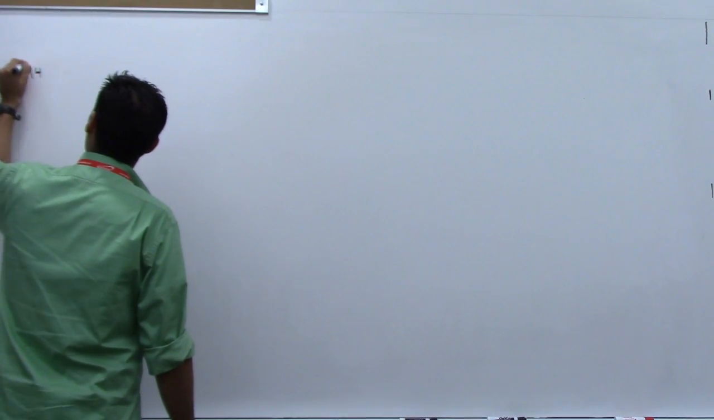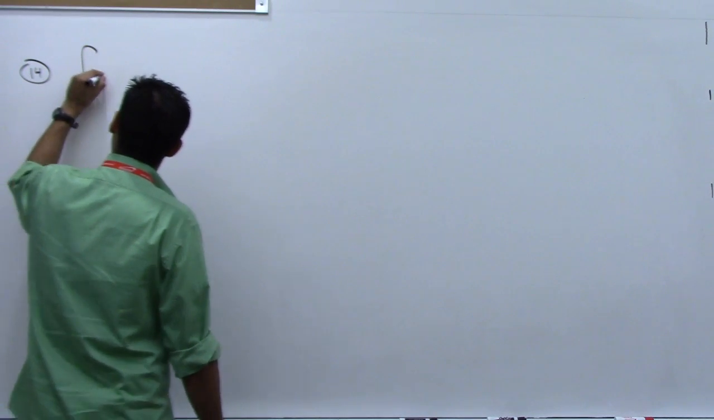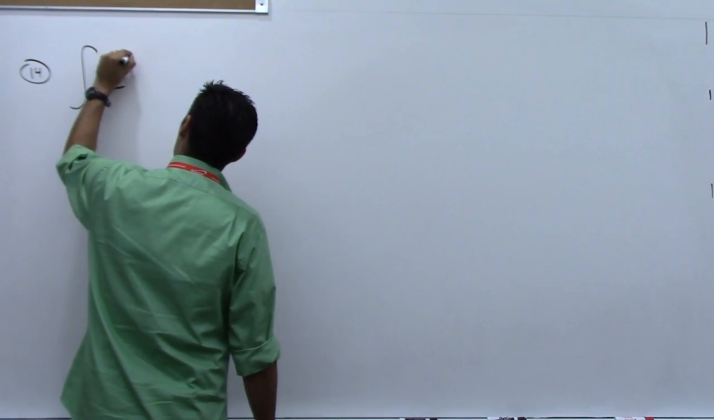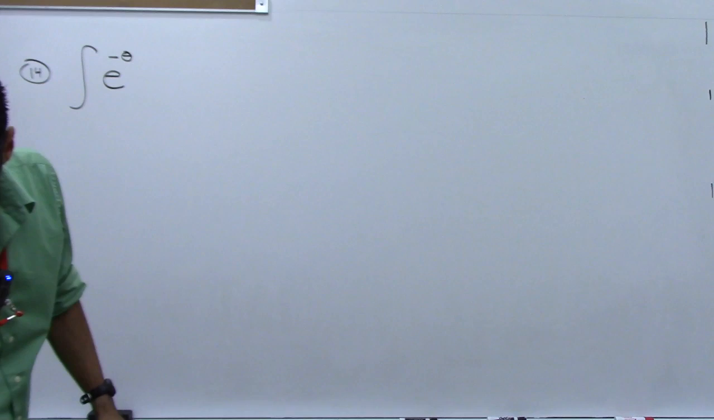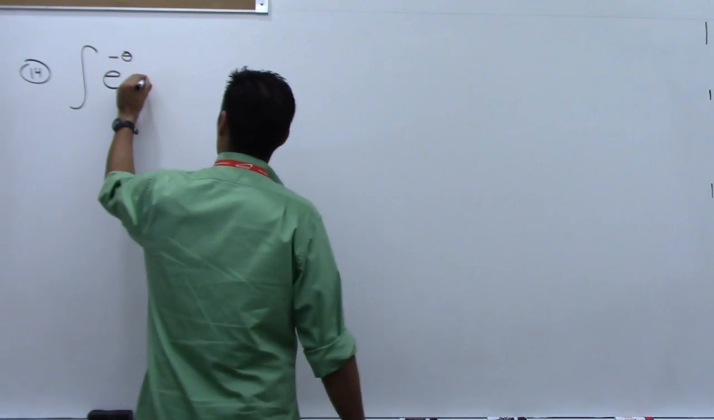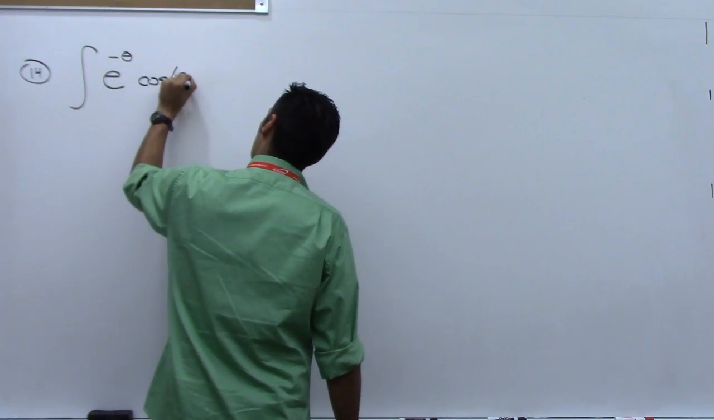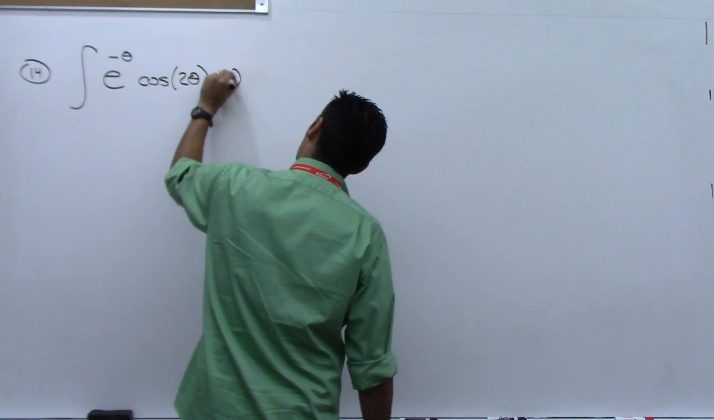Okay, next one. Very similar problem. Number 14. Integral of e to the negative theta cosine 2 theta d theta.